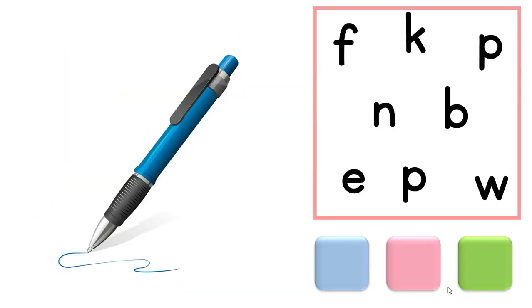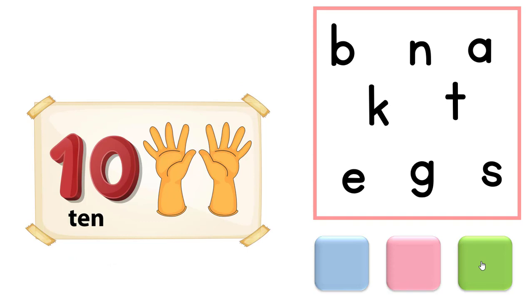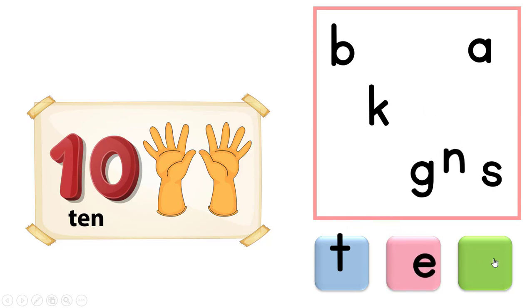Let's do this one. How to write pen. What is the first letter? P. And then? E. And the last one? N. Very good. P and pen. Okay, next one. Ten. How to write ten? T. E. Very good. And the last one? N. Okay, great job. T and ten.